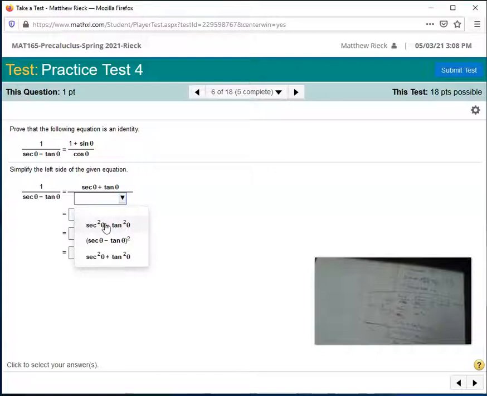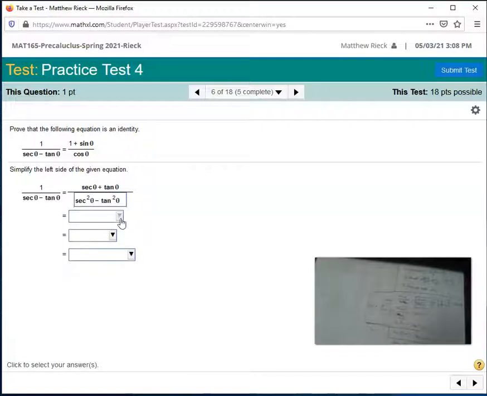Yep, because the two middle terms, which are the combinations of secant theta and tangent of theta, are going to cancel out. All right, so then what is going on?